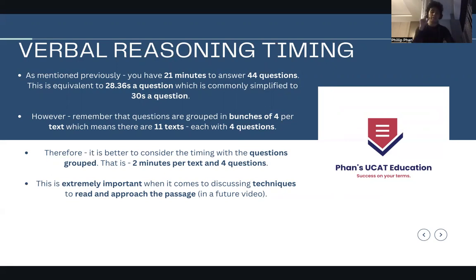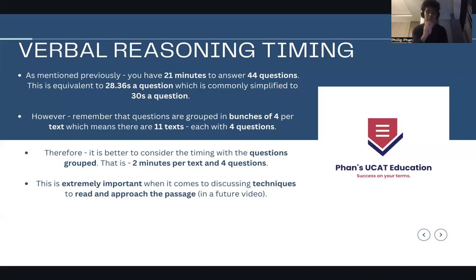But then remember that the questions are grouped in bunches of 4 per text. So remember, you have the text of 4 questions. It's not one text and 1 question or anything varying. It's always 1 text and 4 questions. And that means you have 11 texts each with 4 questions. It's actually better to consider the timing with the questions grouped with the text as one big combo. So the way I like to see it is that you're going to be spending 30 times 4, 2 minutes per text and 4 questions.